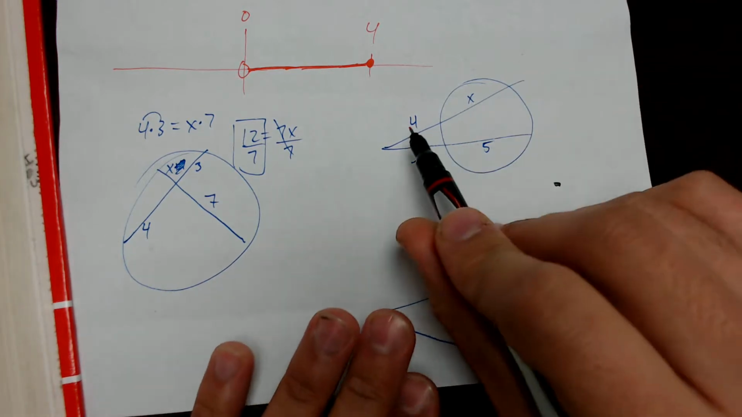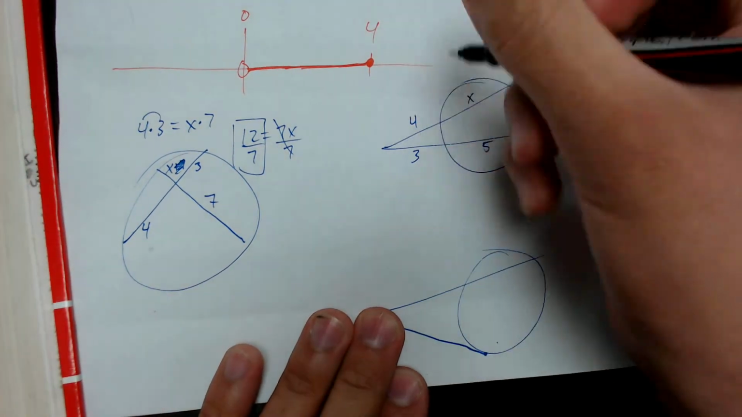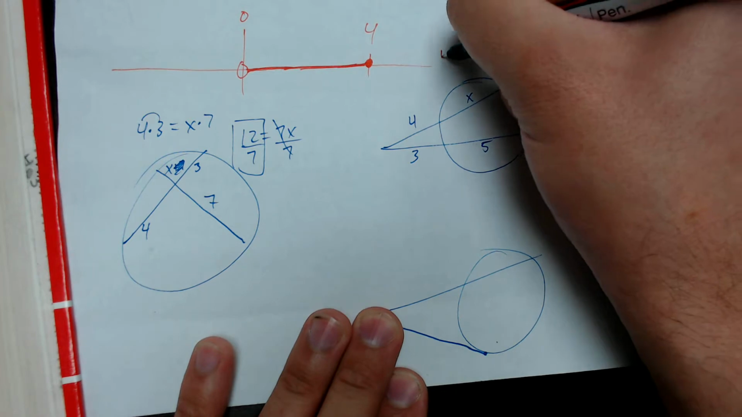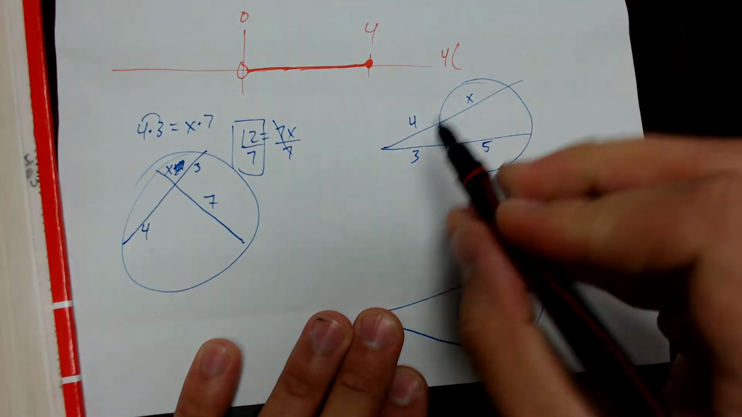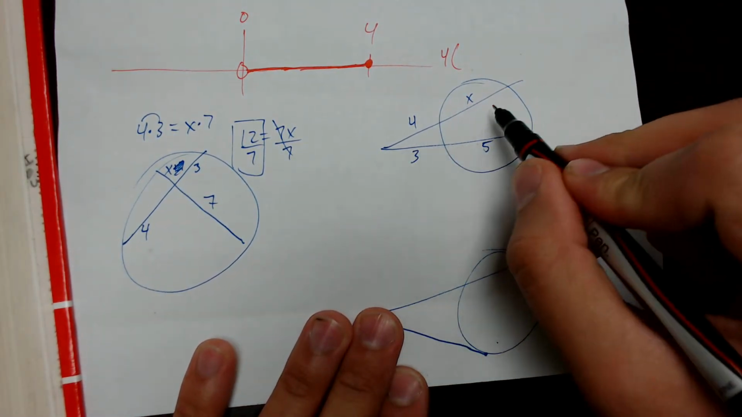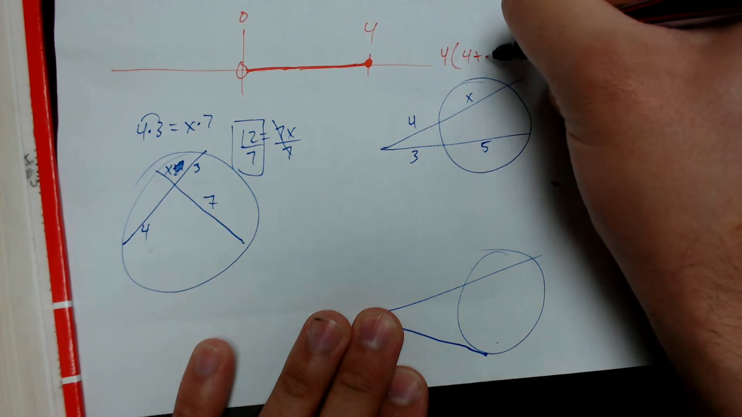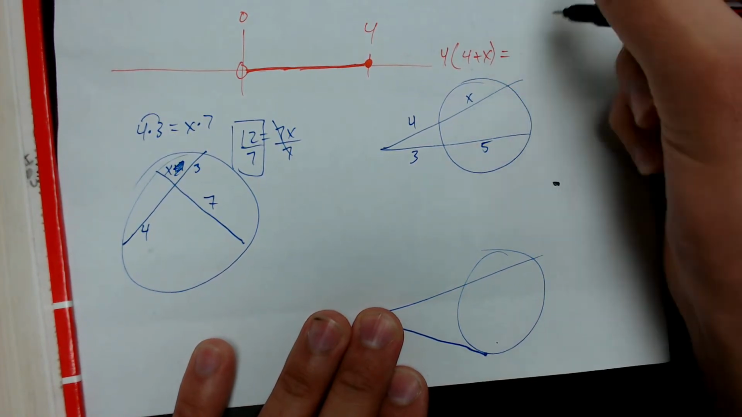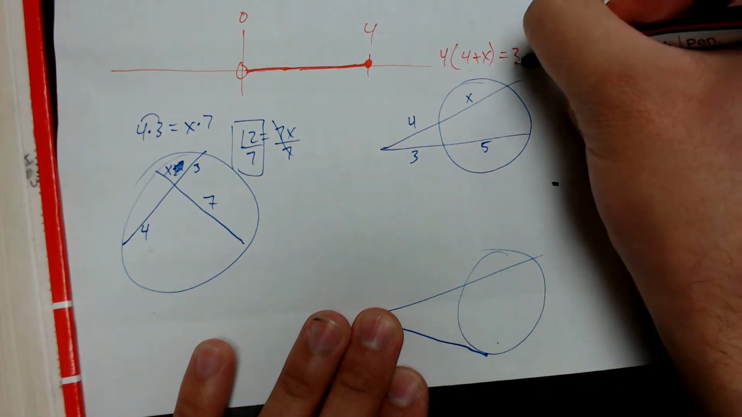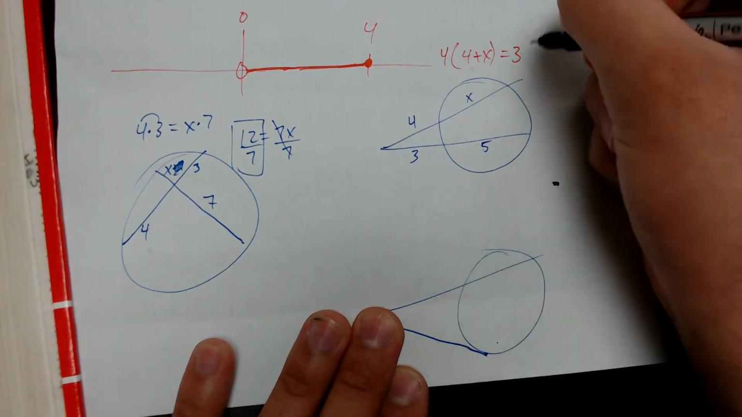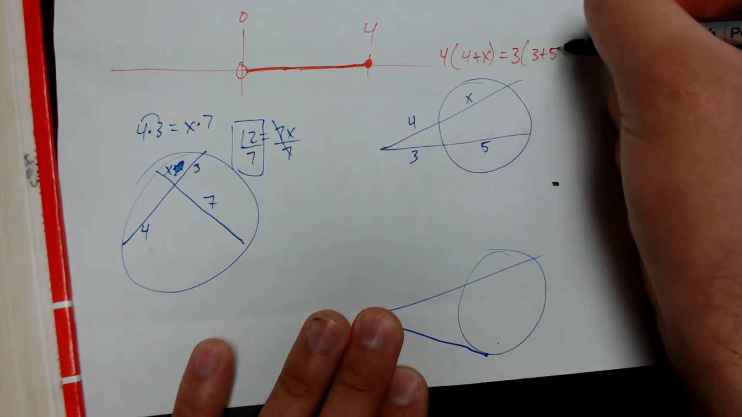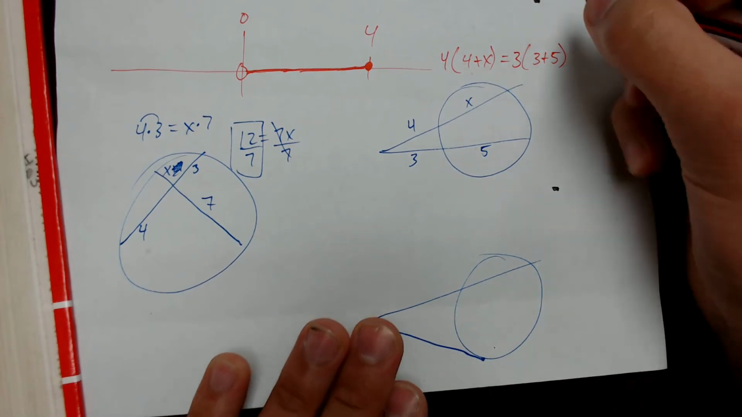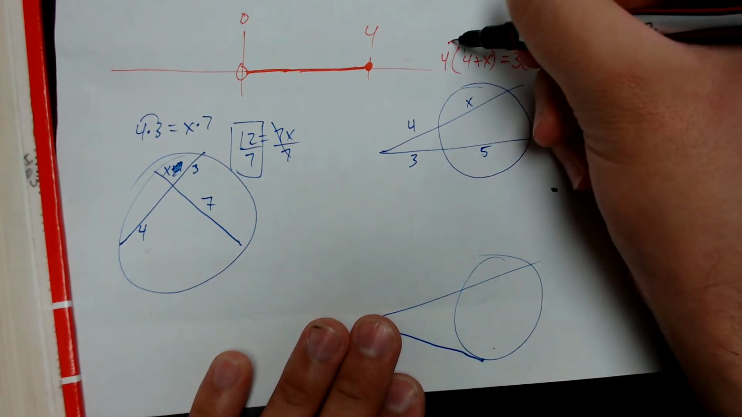is this. Since the outside segment here is 4, we're going to take 4 times the entire length of the segment, which is 4 plus x. Now that is going to equal the outside segment, 3, times the entire length of the segment, which is 3 plus 5. This is simply 8, and here we would use distributive property.